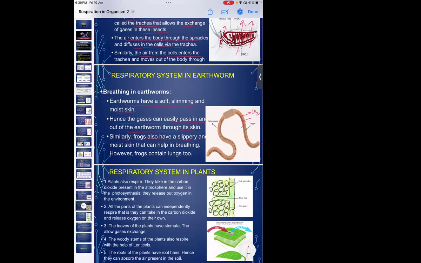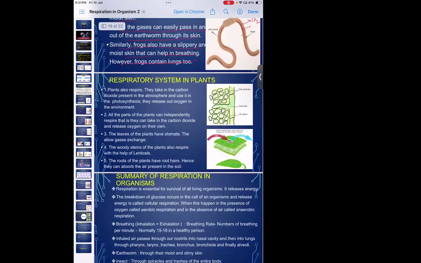Similarly, frogs also have a slippery and moist skin that helps them in breathing. However, frogs contain lungs too. Since frogs are amphibians, they can live both on the land as well as in the water. That is why they have two organs for respiration, one for the water and the other for the land. So they have the moist skin for the water, and the lungs for when they are on the land.